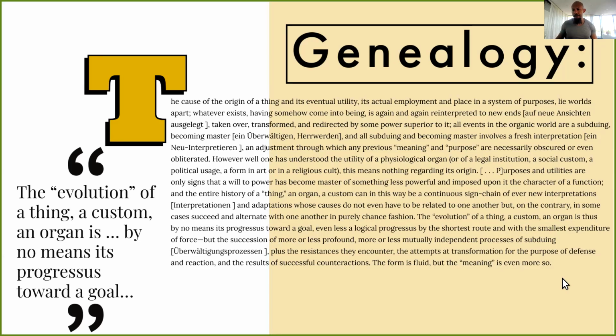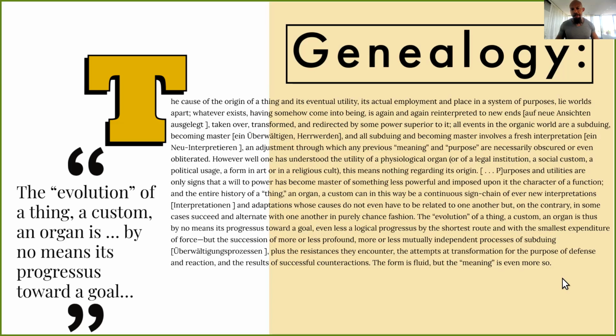All events in the organic world are subduing, becoming master, and all subduing and becoming master involves a fresh interpretation, an adjustment through which any previous meaning and purpose are necessarily obscured or even obliterated. However well one has understood the utility of a physiological organ or of a legal institution, a social custom, a political usage, a form of art, or in a religious cult, this means nothing regarding its origin. Purposes and utilities are only signs that a will to power has become master of something less powerful and imposed upon it the character of a function.